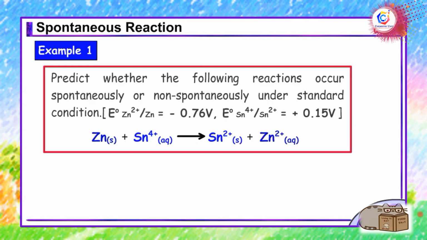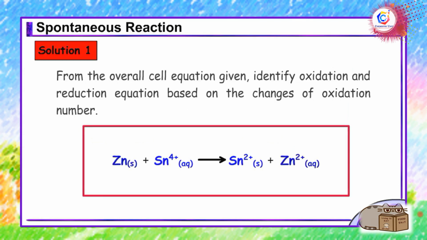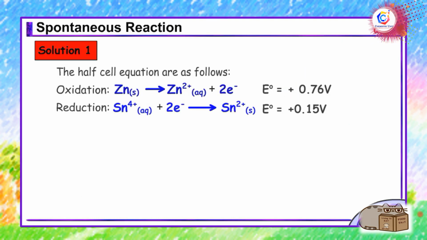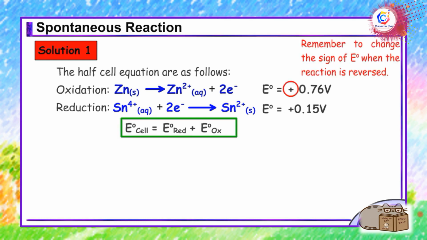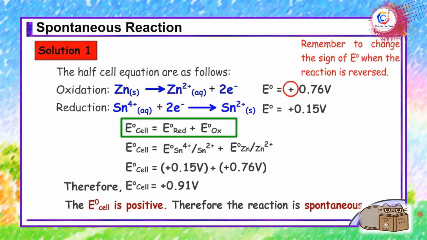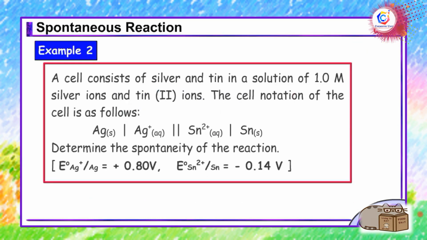Let us consider the following example. From the overall cell equation given, identify oxidation and reduction equation based on the changes of oxidation number. Then, calculate the standard cell potential. The E0 cell is positive, therefore, the reaction is spontaneous.